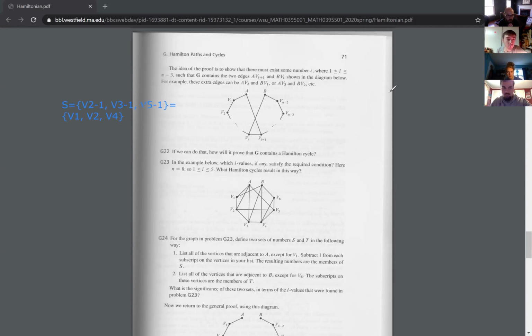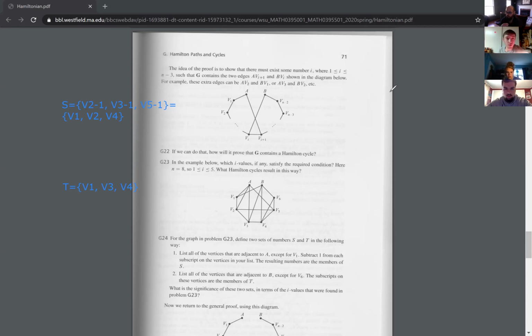Right, so now list all the vertices adjacent to B. And that one's going to be called T, right? So that's V4, V3, and V1. And then that's just T.